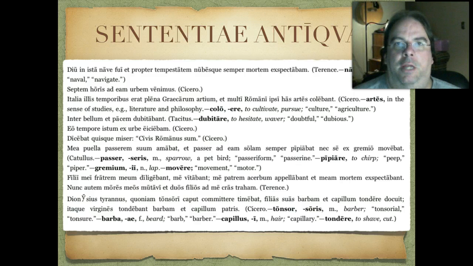So, pipiabat, it's a nice little verb, one of those onomatopoeias, it makes the sound of something. I'll give you a hint: sparrows. So they peep and chirp. A few more to go.